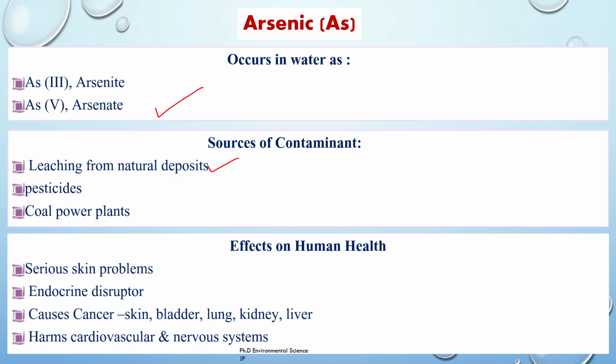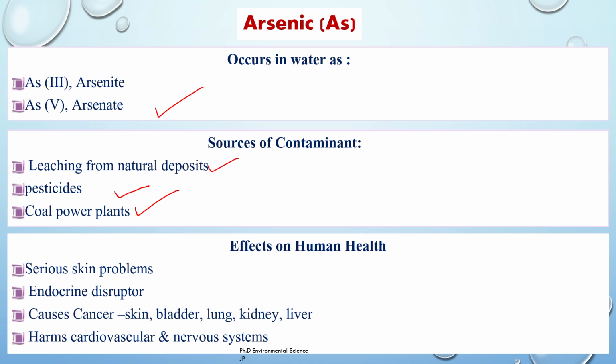Then second is pesticides. Arsenic has been used in various pesticides and herbicides. Residues from these agricultural chemicals can contaminate soil and water sources. Even though the use of arsenic-based pesticides has been significantly reduced or banned in many areas, historical use can still contribute to contamination.